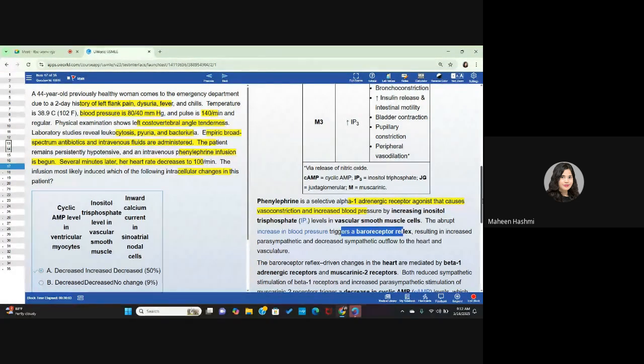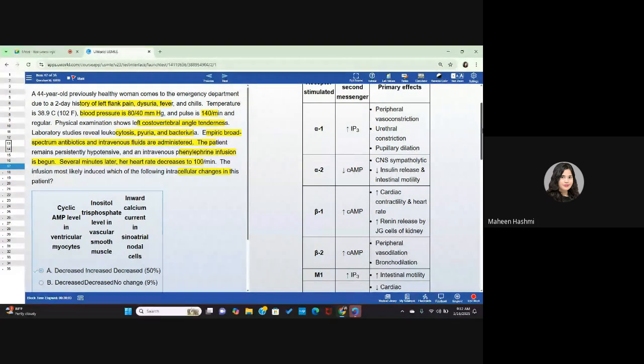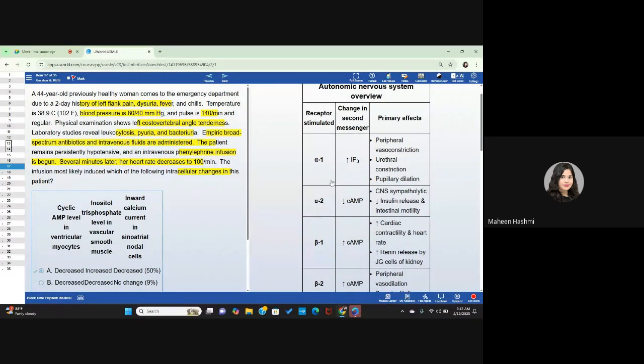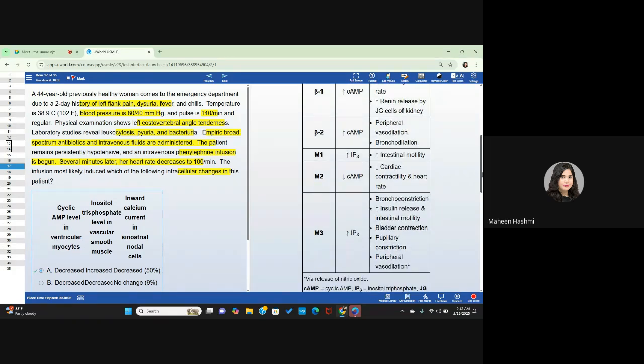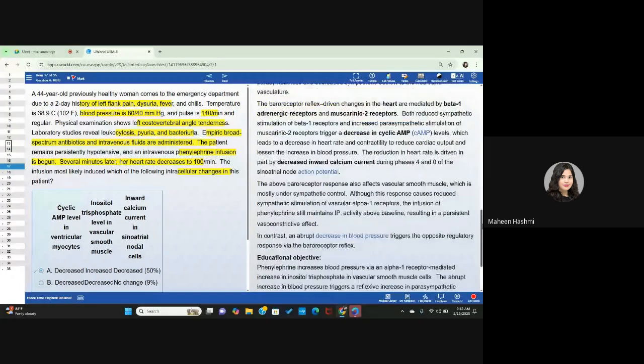What I want you to remember is that these are very high yield, in terms of receptor stimulated and change in second messenger. You need to be familiar with how inositol triphosphate regulates the primary effects, how cAMP is decreased in alpha-2, how cAMP is increased in beta-1, cAMP, IP3, very, very high yield. What are they doing? These all are very, very high yield for you to remember.